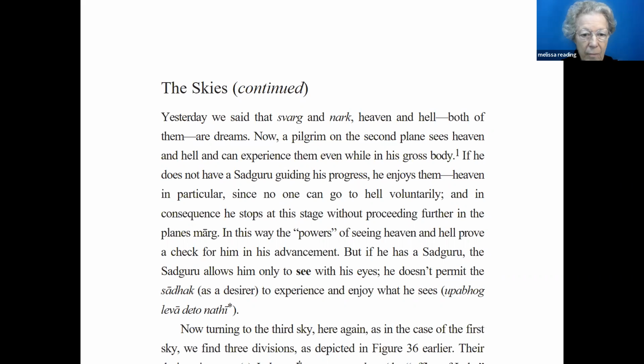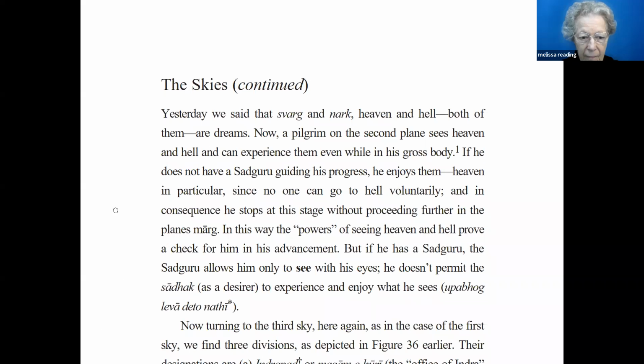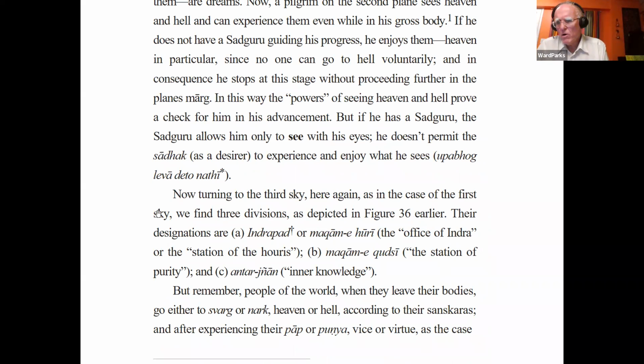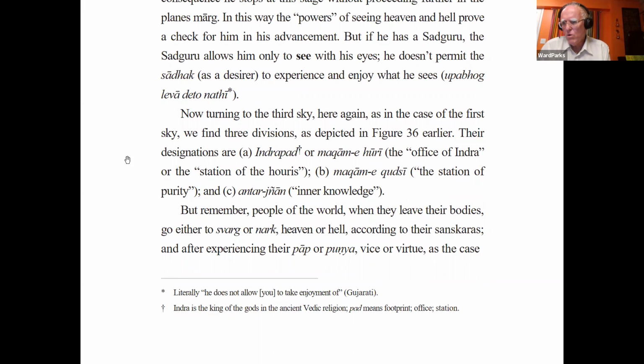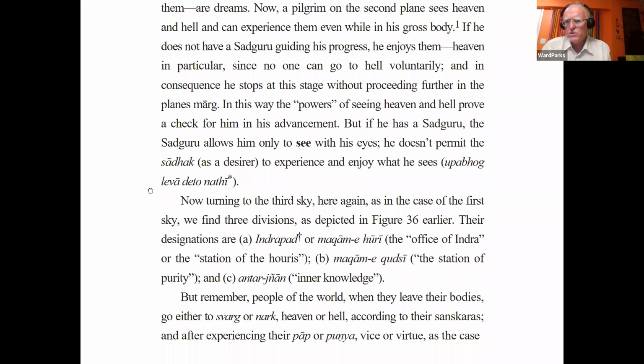In this way, the powers of seeing heaven and hell prove a check for him in his advancement. But if he has a Sadguru, the Sadguru allows him only to see with his eyes. He doesn't permit the Sadak, as a desirer, to experience and enjoy what he sees. Upabog leva deto nati, which means he does not allow you to take enjoyment. Gujarati phrase.